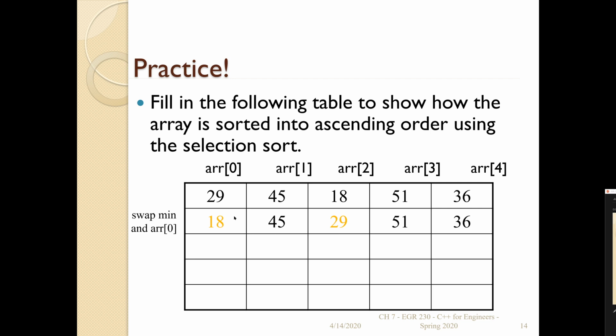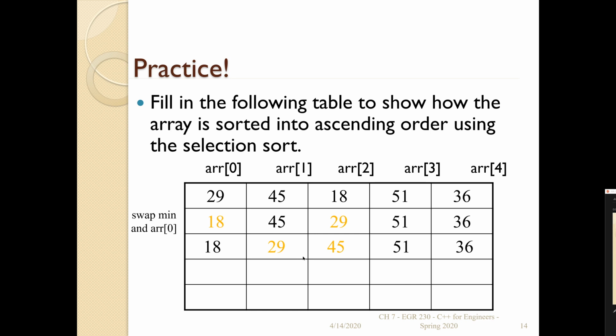All right. Now what you do, 18 is in its correct place. It is the smallest one of this whole list. That's in its correct place. So we no longer need to look at it. So now what we do with the remaining part of the list, we look at those numbers and perform the same operation again. So looking at this, you could think about, okay, 45, 29, 51, and 36. The smallest one in this whole list is the 29. So 29 gets swapped with the first number here, 45. And there it is. Okay.